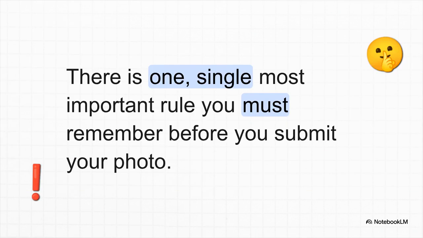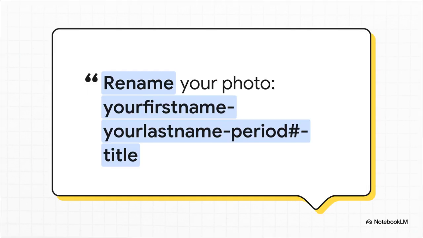Okay, now, before you grab your camera and run out the door, there is one single, most important rule that you absolutely have to remember. It's a small detail, I know, but it is so critical. And here it is. You have to rename your image file before you upload it. The format is very specific. It's your first name, dash your last name, dash your period number, dash and then the title of your work. So, for example, if Taylor Swift was in period 1, her file would be named Taylor-Swift-P1-title of work. Make sense? This is the absolute key to keeping everything organized.